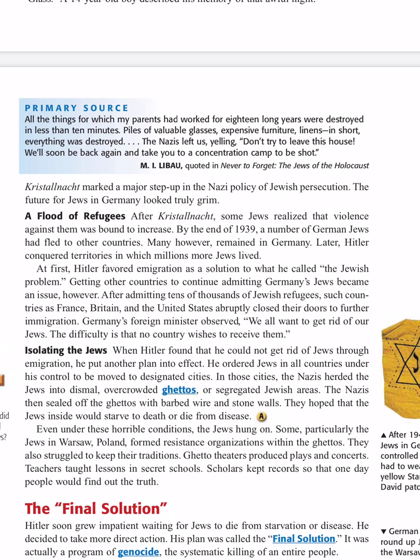Even under these horrible conditions, the Jews hung on. Some, particularly the Jews in Warsaw, Poland, formed resistance organizations within the ghettos. They also struggled to keep their traditions. Ghetto theaters produced plays and concerts. Teachers taught lessons in secret schools. Scholars kept records so that one day people would find out the truth.